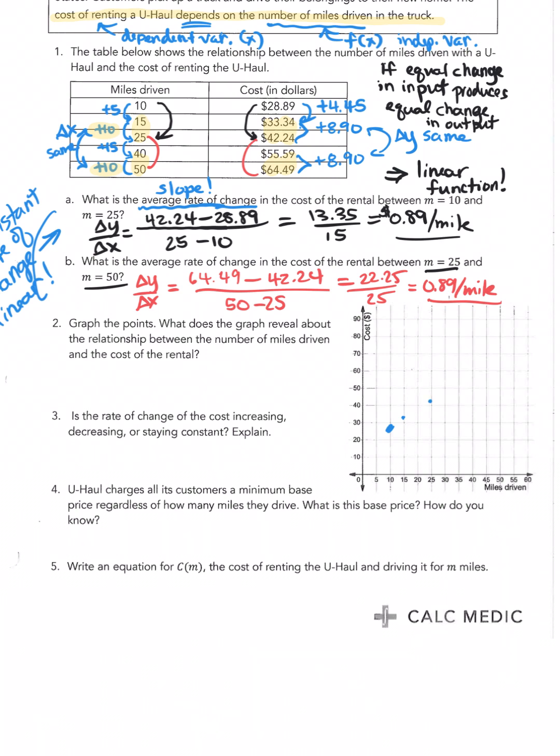Oh, it's looking pretty linear to me. At 40, it's 55, almost 56. And at 50, it's about 65. So right about halfway. And look at that. Look what we have there now.